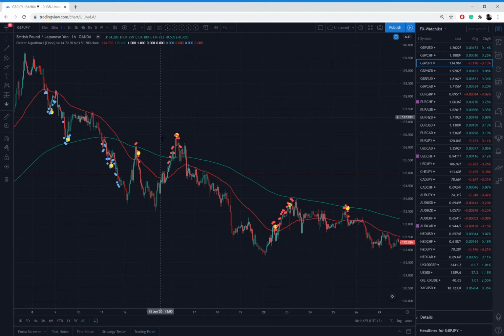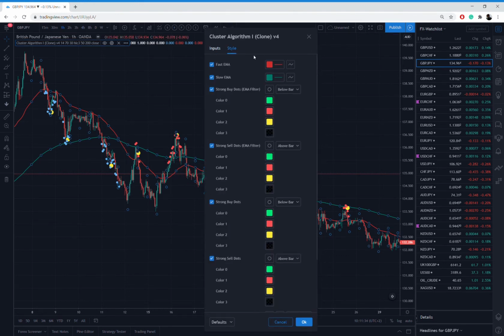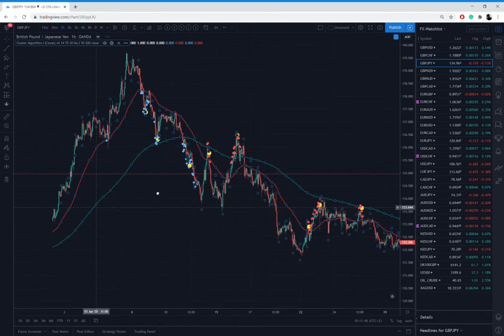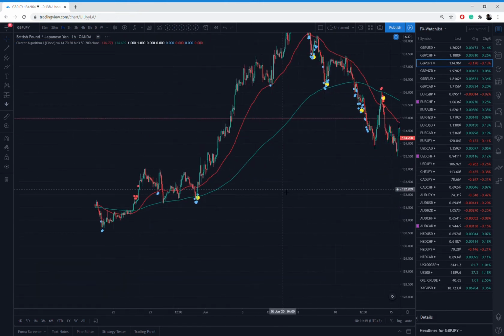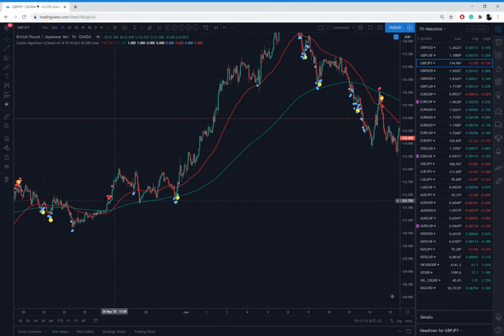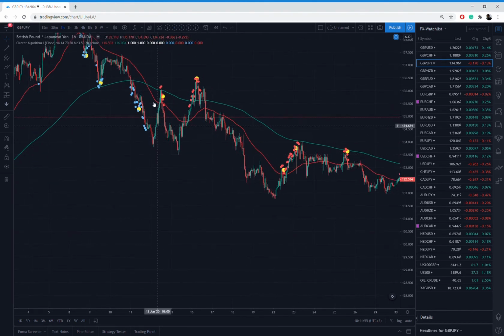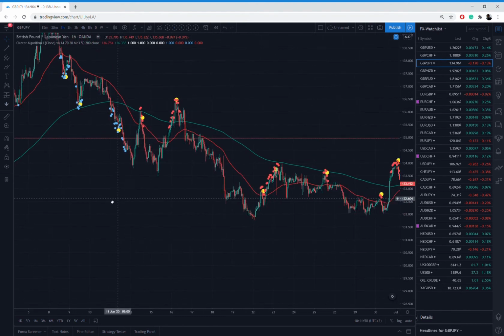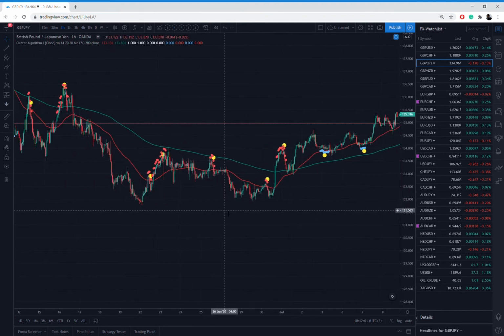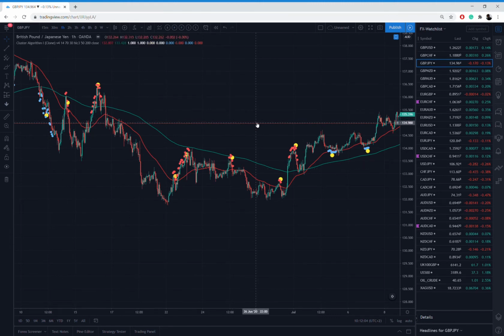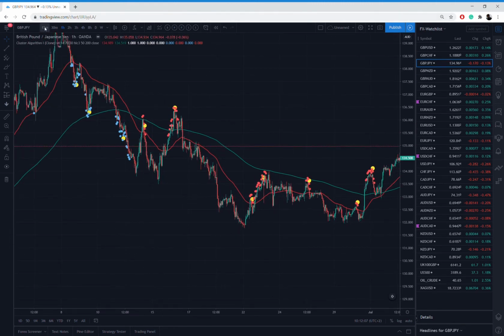It's a usable entry signal, and those two lines we have here, the fast and the slow EMA, which is nothing else than the 50 EMA and the 200 EMA, are quite usable. I, for instance, use them in my strategy because it helps me to quickly identify if we are in an uptrend or in a downtrend. So it's actually a nice additional component to this indicator.